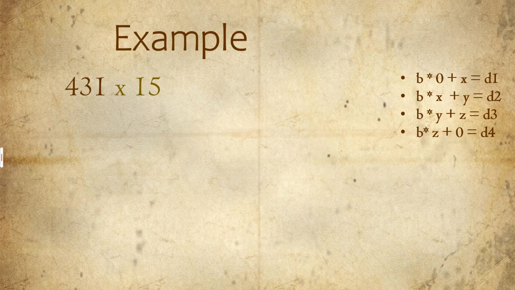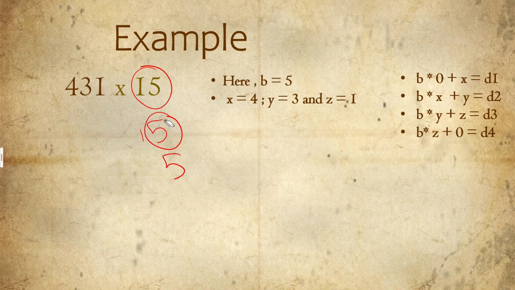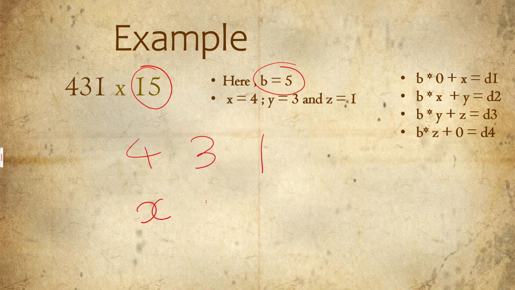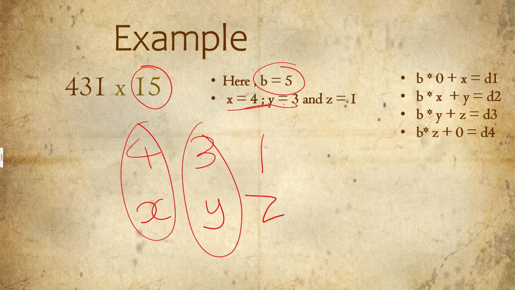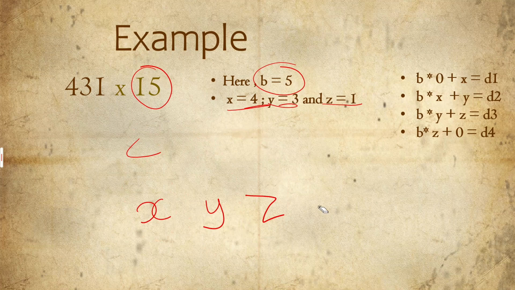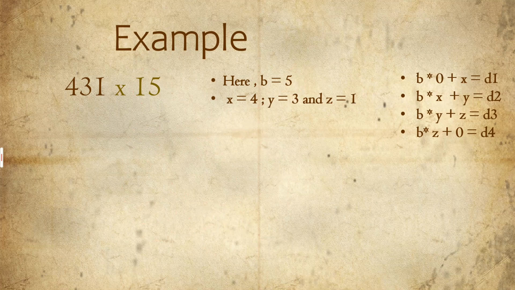Moving on to the next example, that is 431 into 15. Over here, for 15, the ones digit is 5. Therefore, B is 5. That is written here. For 431, X, Y, Z are to be found. X is 4, Y is 3, and Z is 1. Now, this isn't really required to be always written, but to explain the concept to you, I'm just writing it down. Starting off, we're going to be writing B one below the other, 5, 5, 5, right?